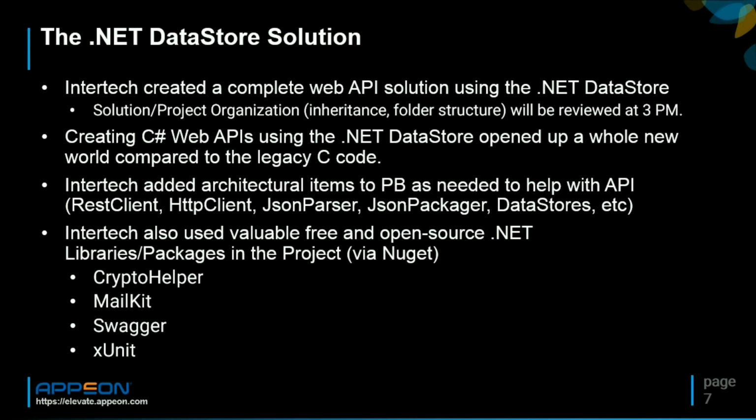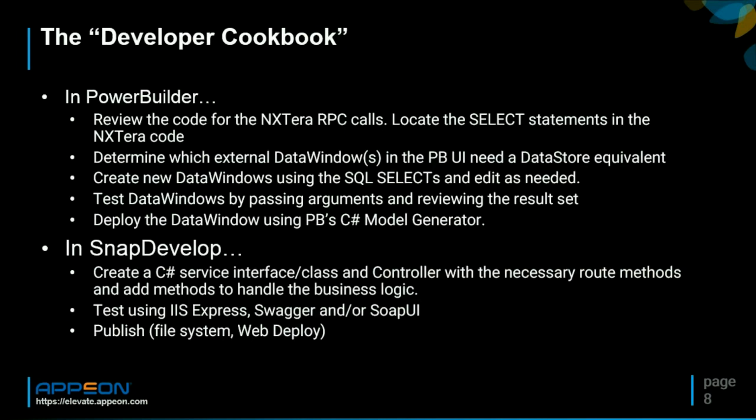Because we are now in the .NET environment, we were also able to take advantage of a large number of freely available open source .NET libraries like the crypto helper for cryptology, the mail kit to help with mail enablement, Swagger for web service testing, and XUnit for writing unit tests directly within our code.